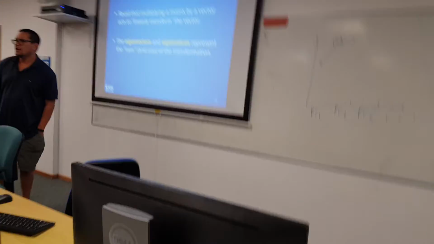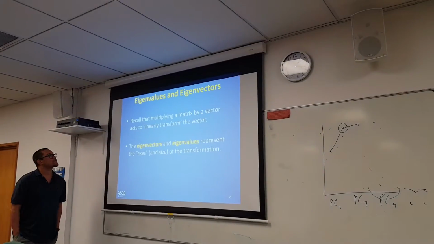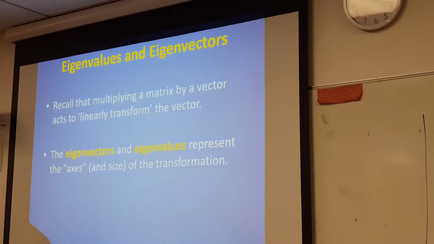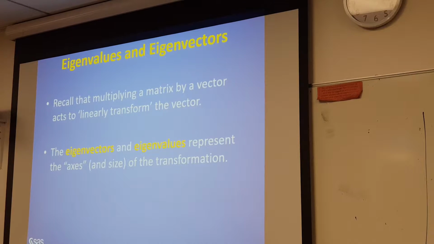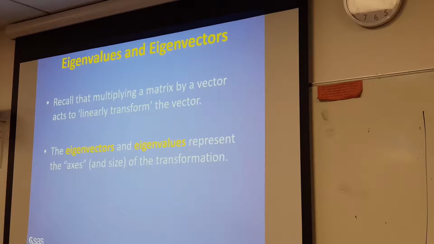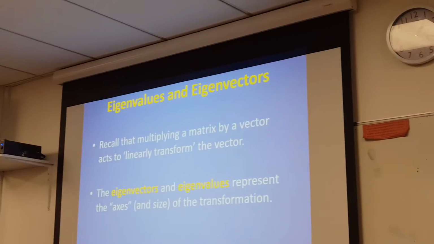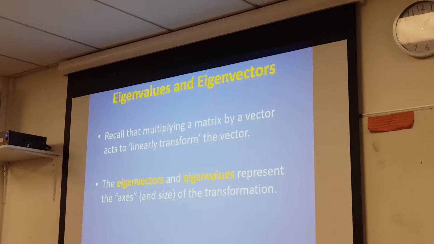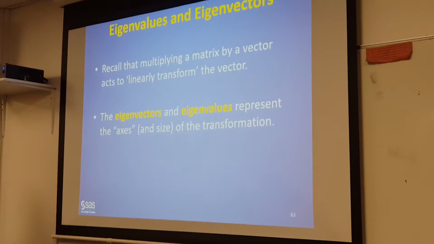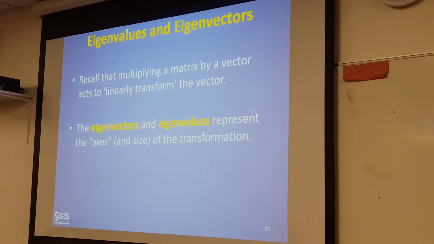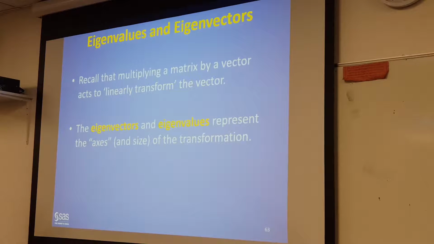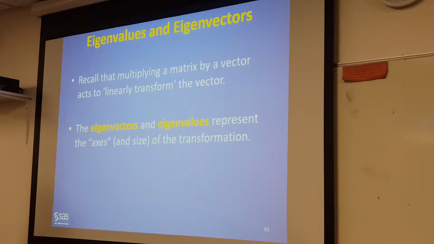So let's see if we can demystify this idea of an eigenvalue. Let me just reiterate. What we're doing when we multiply a matrix by a vector is basically linearly transforming that vector. The resultant vector is some sort of linear transformation dependent on that matrix. So we've got this vector and this matrix, our spurious covariance matrix. The eigenvectors and eigenvalues represent the axes and the size of the transformation somehow.